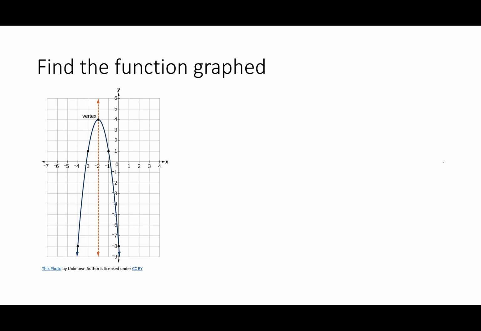Let's try one more. This time it's turned upside down, so we expect a to be negative when we finish. I can see the vertex is negative 2, 4, so I have f of x is a, which I don't know, times x plus 2 squared plus 4. If you're looking, you see a couple of different points. We have a vertex way down at the bottom at negative 8, but we also have a point at negative 1, 1 and a point at negative 3, 1.